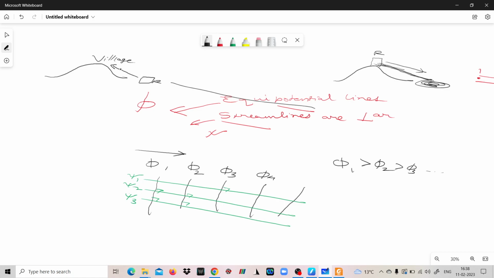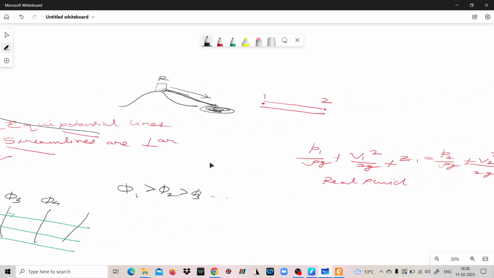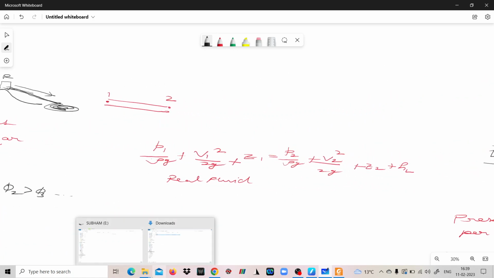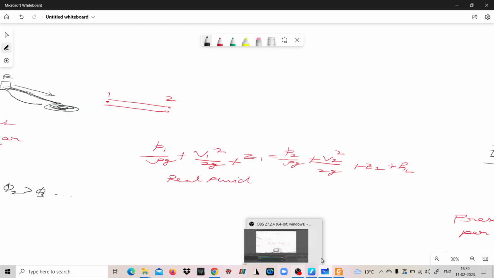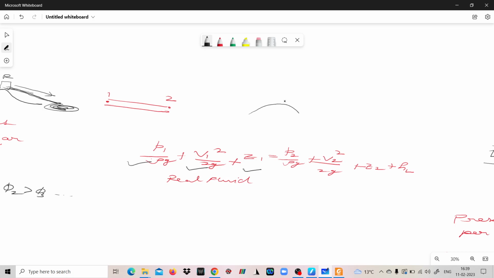Okay, so we have already seen that the total energy has three components: the pressure energy per unit weight, the kinetic energy per unit weight, and the potential energy per unit weight. Now on the top of that hill the potential energy is high in comparison to the bottom of the hill. So if you want to transfer water from the bottom to the top, then you need to do something which will increase the total energy of water here. So what we can do, we can make use of a pump.